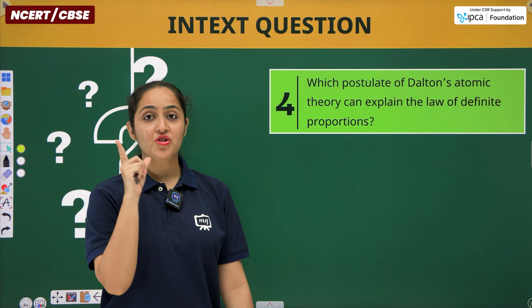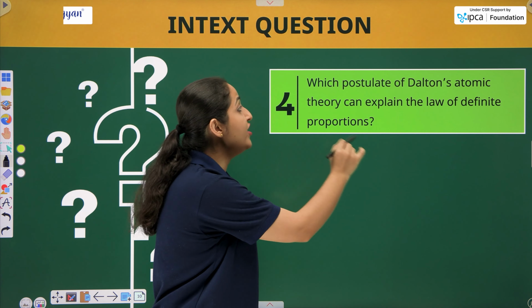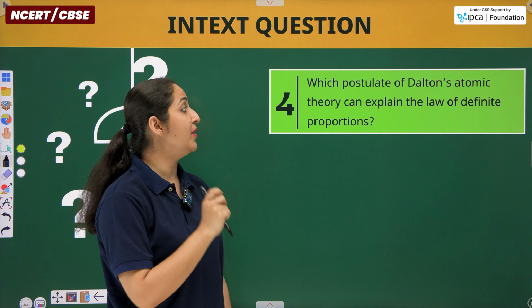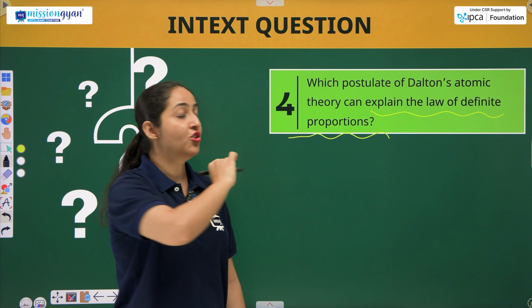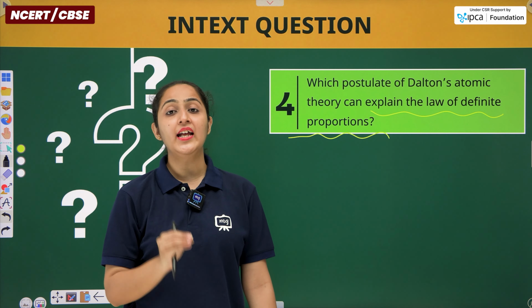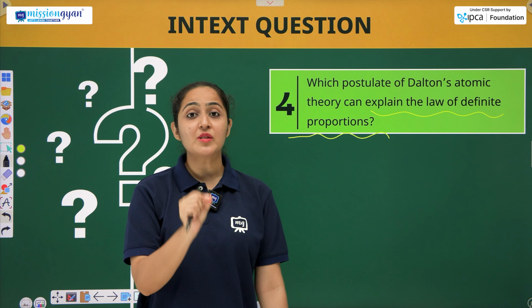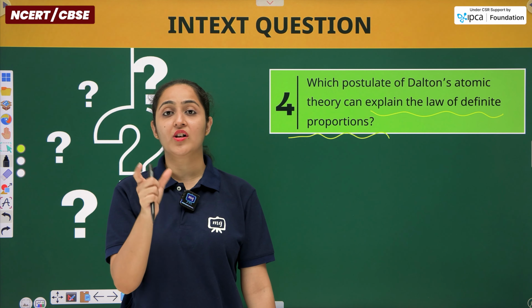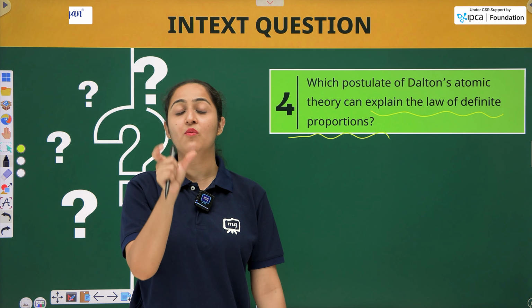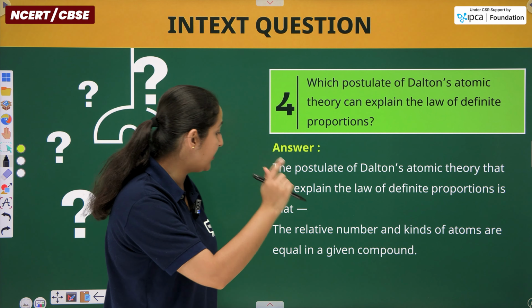Now, one more postulate is there. Let's see if you remember the Dalton's atomic theory. Which postulates of Dalton's atomic theory can explain the law of definite proportion? So, law of definite proportion क्या कहता है कि आप किसी भी source से कोई भी substance लीजिए, उसमें जो elements present होंगे, उसका जो मास होगा वो कांस्टेंट होगा. जिस प्रपोर्शन में वो मास है वो कांस्टेंट रहेगा. तो ऐसा कौन सा डाल्टन्स का थ्योरी का पोस्टुलेट था?